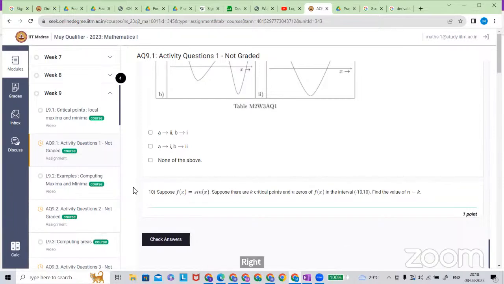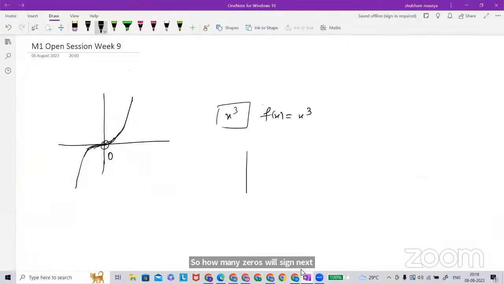So you have n zeros for the function f(x), and there are k critical points. For the time being you can use Desmos here, or this interval is given as minus 10 to 10. So how many zeros will sin x contain? 7 zeros. If you see the sine graph, the interval is given as minus 10 to 10.